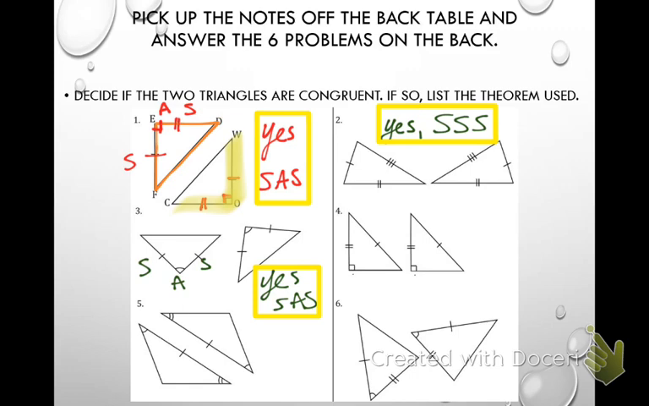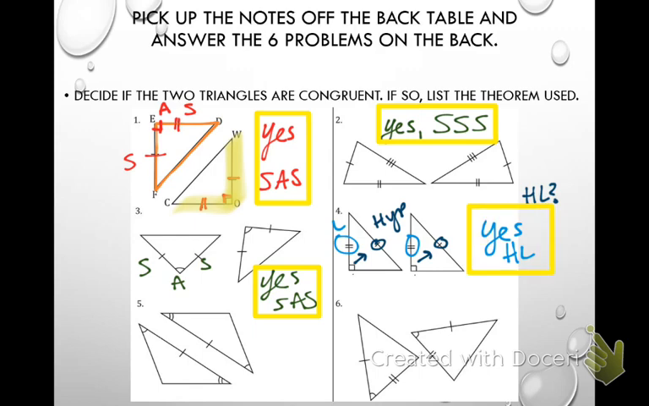Number 4 is what kind of triangle? Right triangle. What is the first thing you should ask yourself if it's a right triangle? If it's hypotenuse leg. So let's check. Do we have the hypotenuse marked congruent to the hypotenuse? Yes. Where is the hypotenuse always? Across from the right angle. So here's my hypotenuse marked congruent to hypotenuse. All right. Do I have a leg marked congruent? Yes. A leg to a leg. So this would be yes, they're congruent by hypotenuse leg.